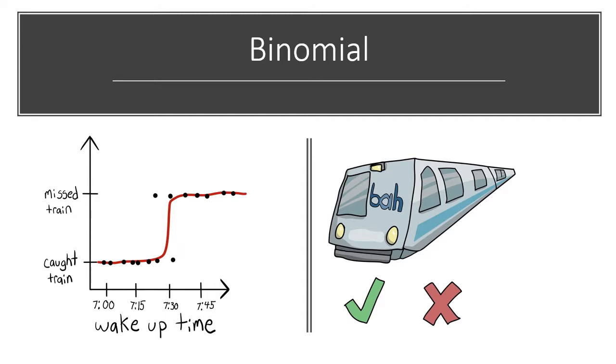Here's what the model might look like plotted with data. Sometimes I might get lucky and catch the train even after my model tells me I probably won't. Sometimes I might get unlucky. But this model does seem to be a good approximation of what results I can expect.